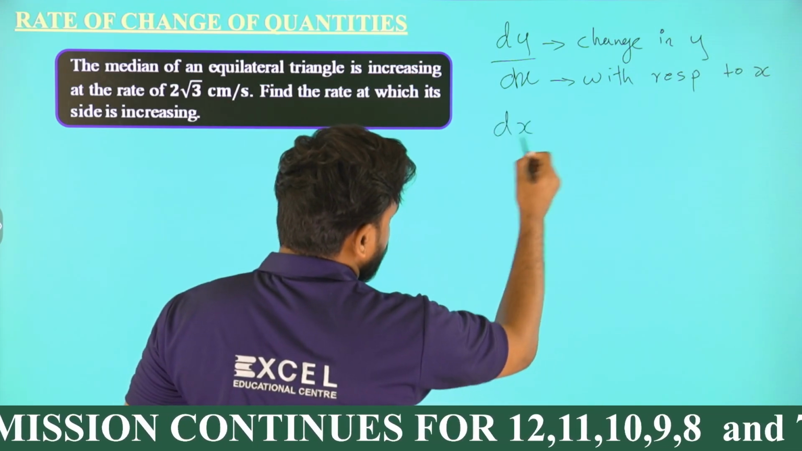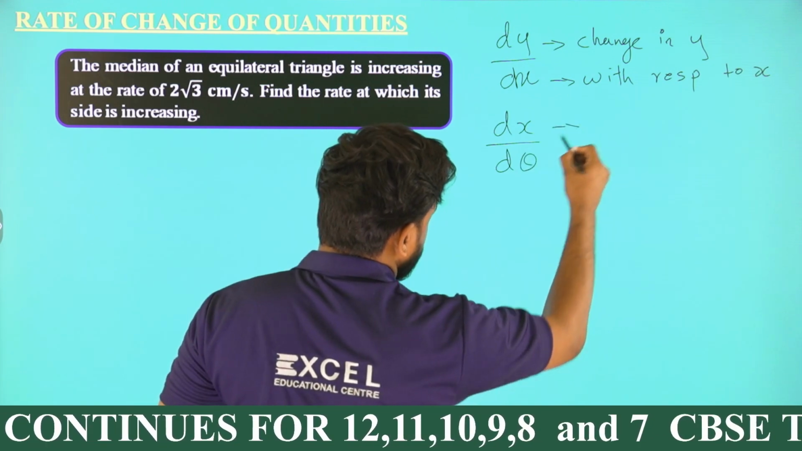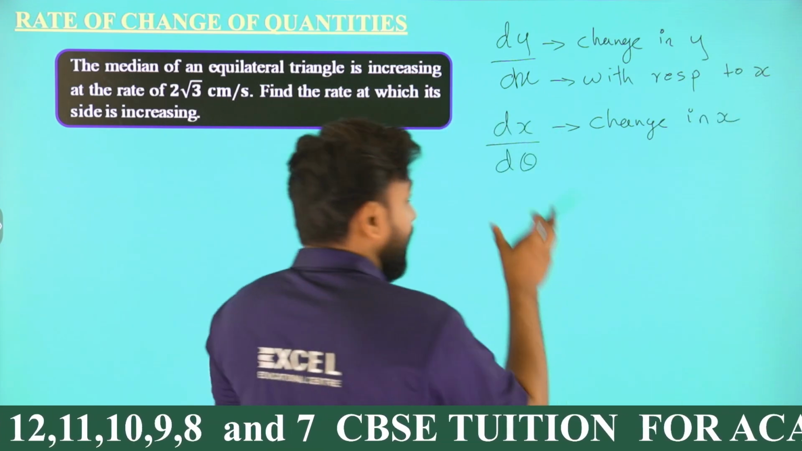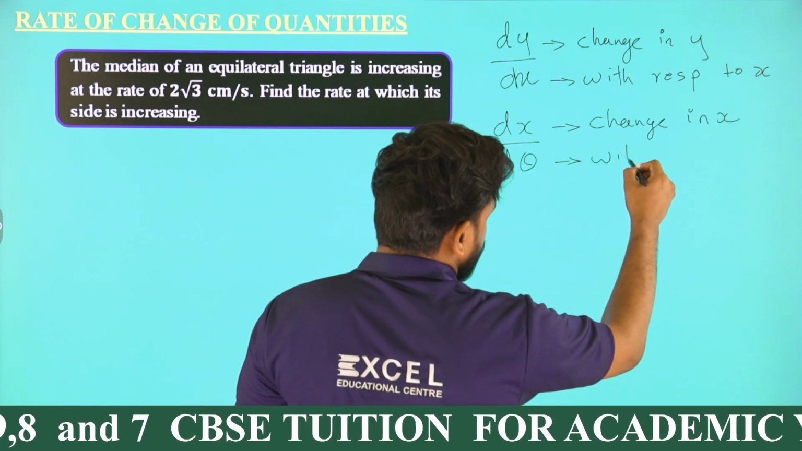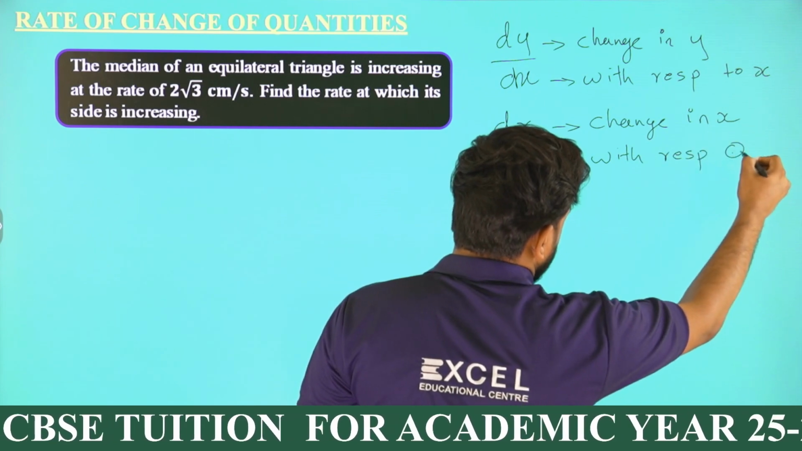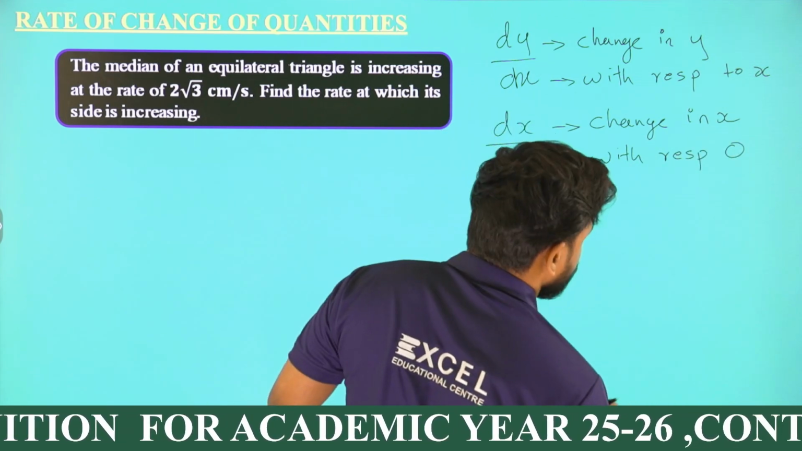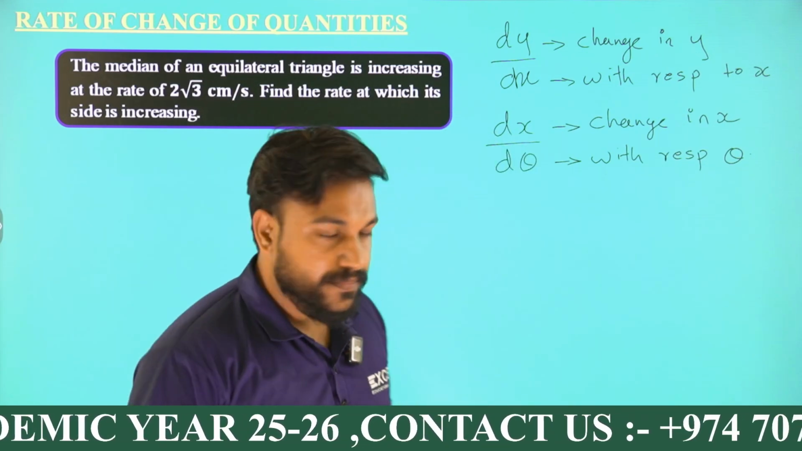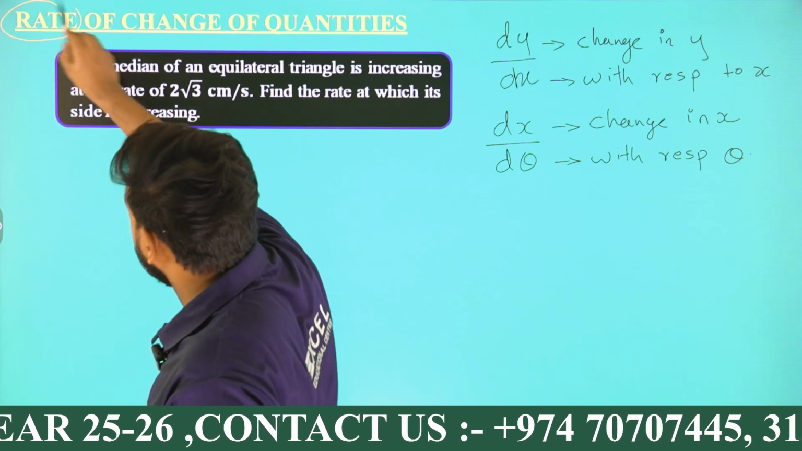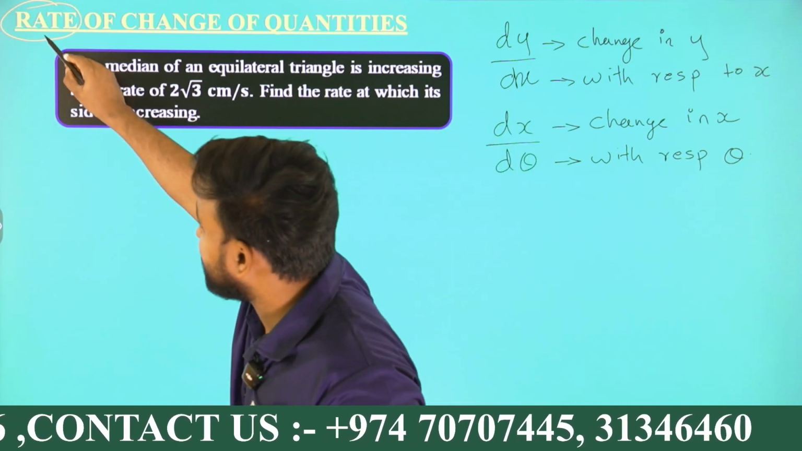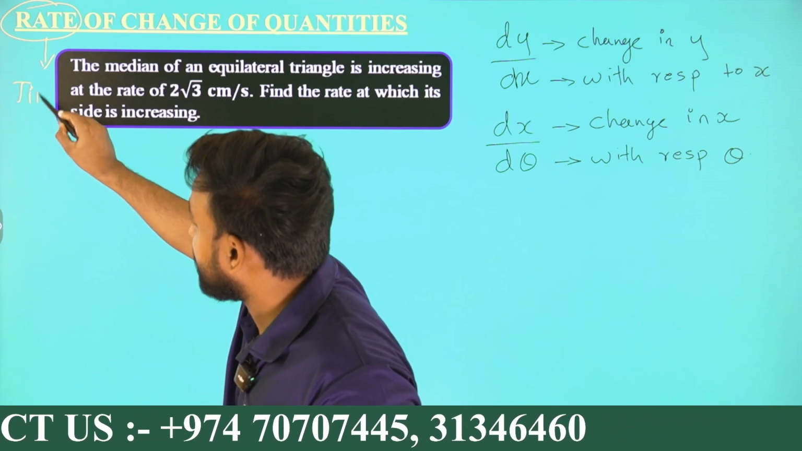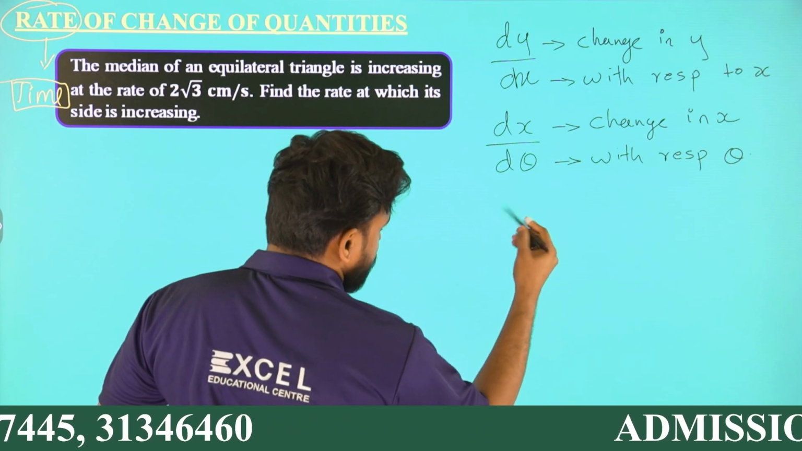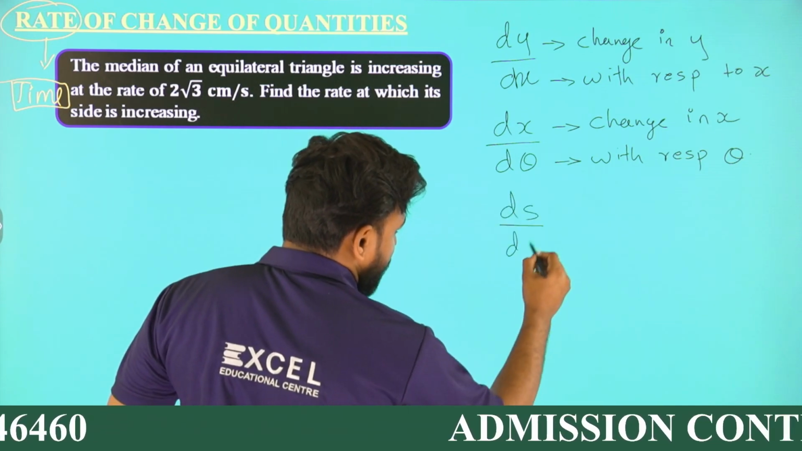Or in other words, you can write another thing here like this: change in x. x is changing with respect to theta. So while theta is changing, the value of x is also changing. But in this topic, we are discussing rate of change of quantities. The word rate relies on time. So I will give you one example here, that is ds by dt.